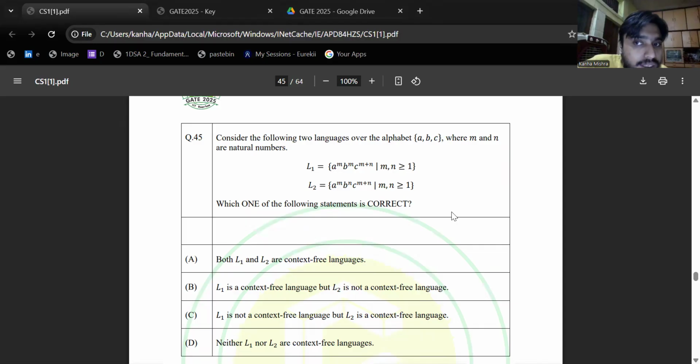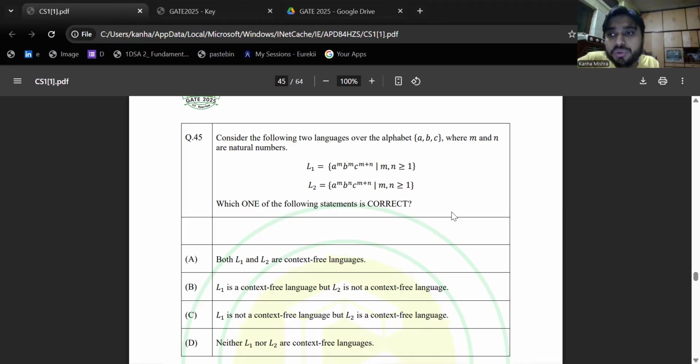Notice carefully that in L1, A and B are only dependent on M, and C is basically dependent on M plus N. N does not have any role in the number of A's and B's, but in language 2, N does have a role in the character B. Which one of the following statements is correct?